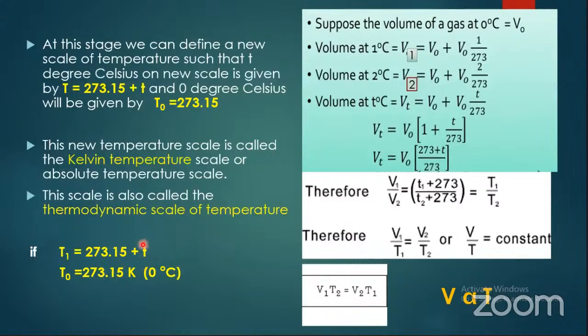T is temperature in centigrade. For example, 27 degree centigrade is given. Convert it into Kelvin. Temperature in Kelvin T1 is equal to 273.15 plus 27 degree centigrade. It comes around 300 Kelvin. Now 27 degree centigrade is equal to 300 Kelvin. What is the conversion factor? Add 273.15 to the centigrade temperature, then it will become equal to Kelvin temperature.